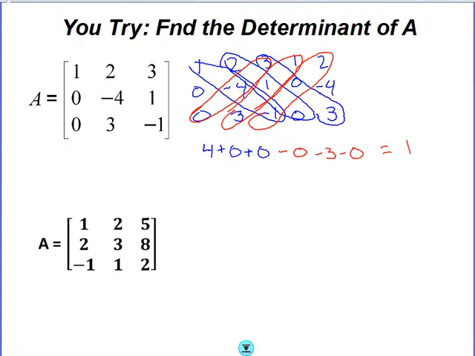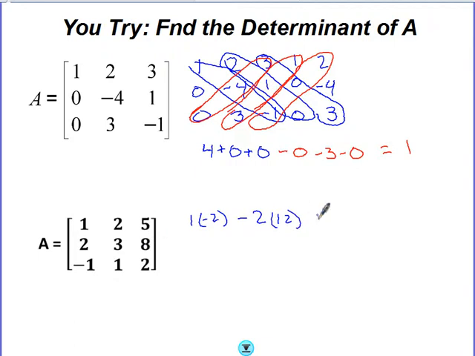I'm going to do the second example the second way we learned. So the first thing is the first number in the first row. If I crossed out this row and this column, I would have 3 times 2, which is 6, minus 8, so negative 2. Then I would do minus the second number. If I crossed out the first row and the second column, I would have 2 times 2, which is 4, minus negative 1 times 8, which is negative 8. So 4 minus negative 8 would be 12.